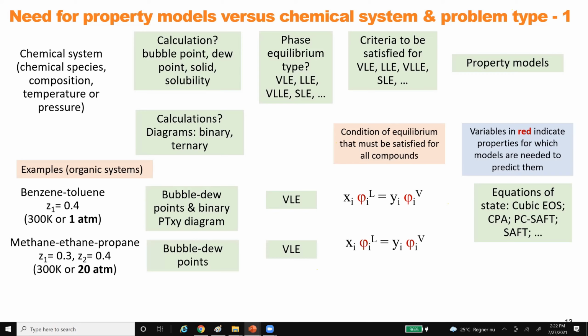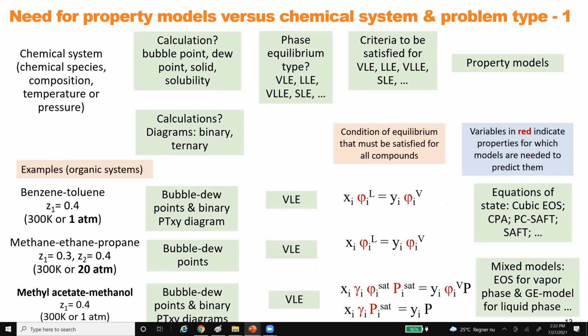What about a multi-component mixture at 20 atmospheres? And we want to calculate the bubble point. If it is multi-component, we cannot do a binary PT-XY diagram. So we will do the bubble point and dew point calculation. We need the VLE at every point. We need to satisfy the equilibrium condition. And the same model can be used: equations of state.